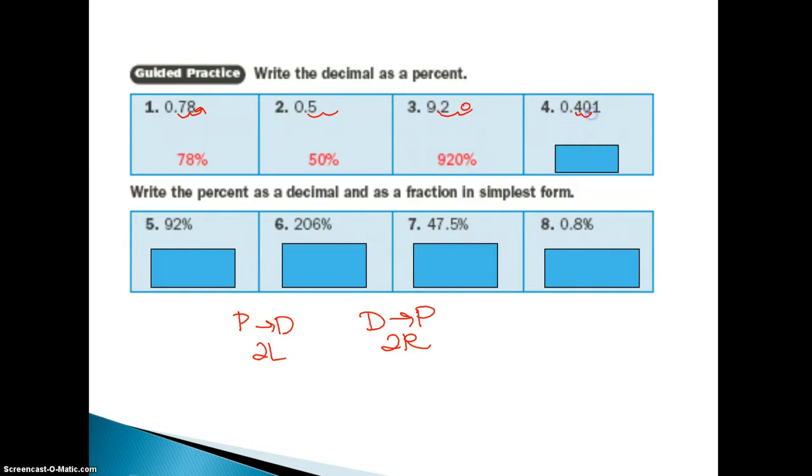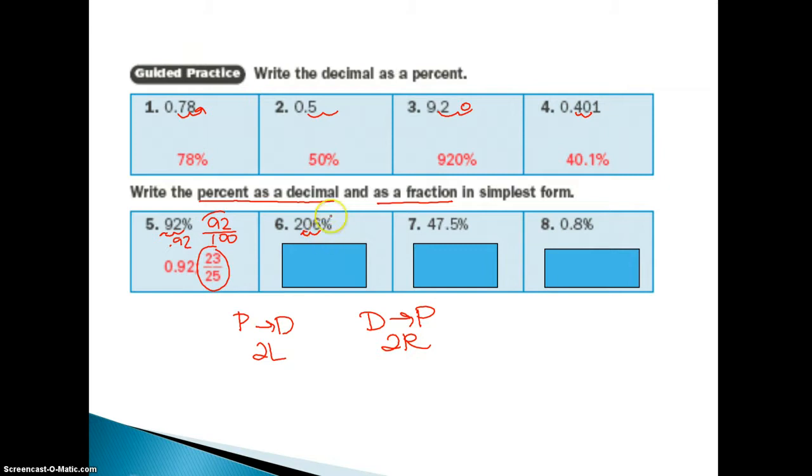Number 4 is 40.1%. This time we're going to go in reverse, and you want to write the percent as a decimal and as a fraction. Remember, to write a percent as a fraction, you put the percentage over 100. So 92 over 100, and then you can simplify. And the decimal would be 0.92. And again, 92 over 100 is simplified to 23 over 25.